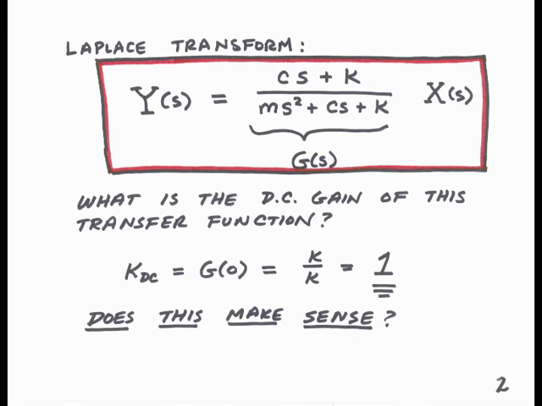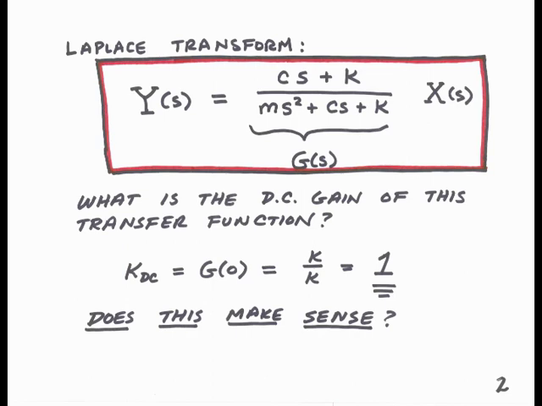The first thing I want you to examine is the DC gain of this transfer function. And remember how we find the DC gain. We simply set s equal to 0 in the transfer function. Doing that, we find G evaluated at s equals 0 will be k over k, where k is the stiffness of the spring. And of course k over k is 1, so the DC gain of this system is 1. And the question I want you to consider now is, does the fact that the DC gain equals 1 make physical sense? Let's take a look at this.